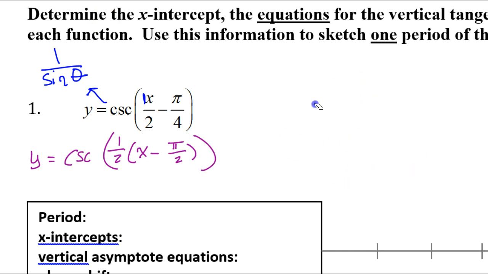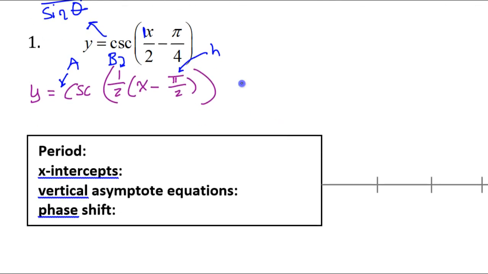Please stand by while I erase stuff. Okay, there is no a value, or I should say that the a value is 1. The b value is 1/2. That's going to change the period. And the h value is pi over 2, and that's going to be the phase shift. There is no k value.